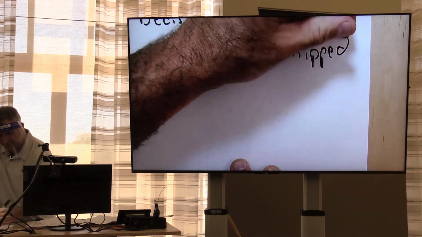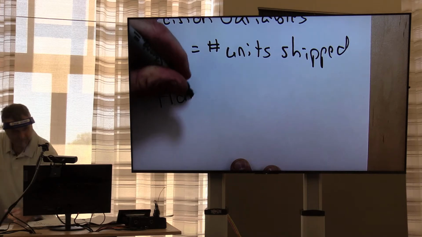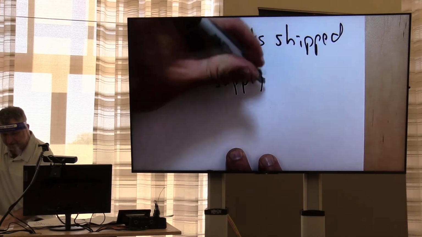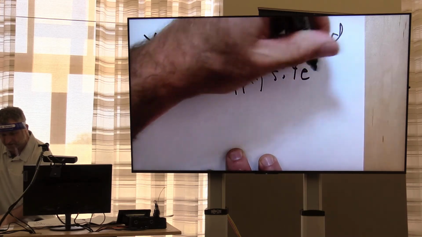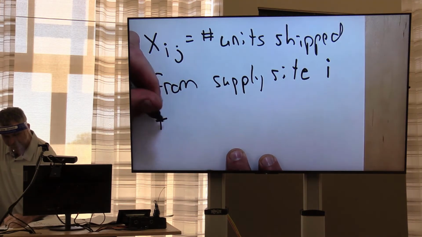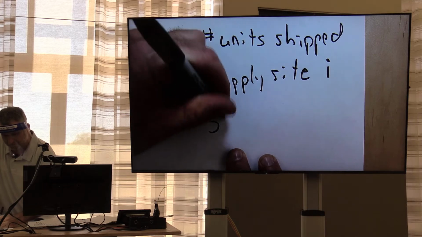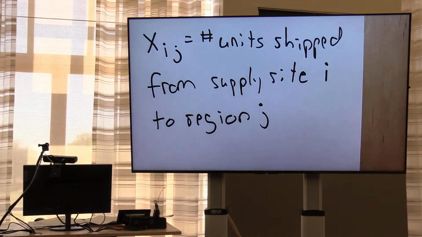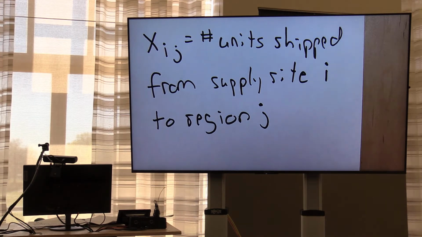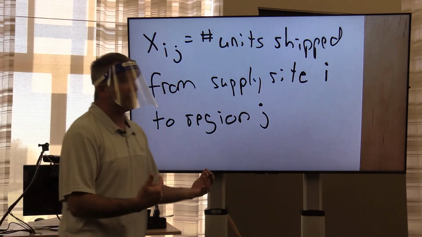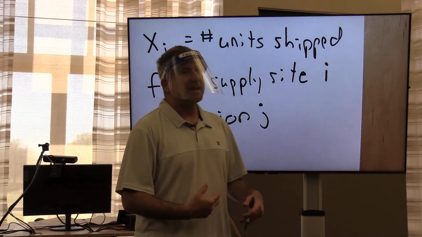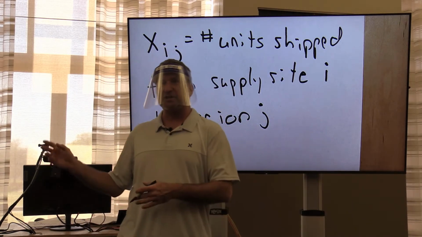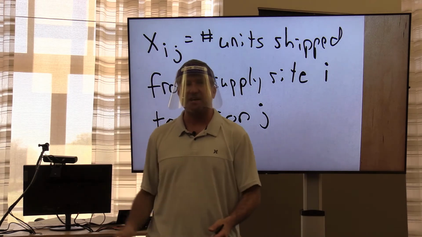shipped from supply site I to region J. And the use of I and J is arbitrary. It's just conventional in forming these problems that people like to sum over I's first, then they like to sum over J's first, then next probably comes K's and things like that.